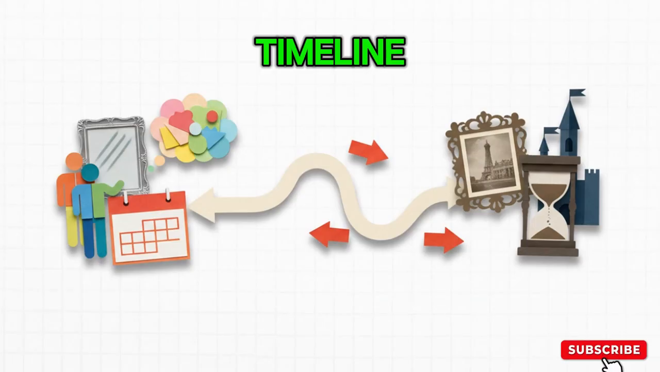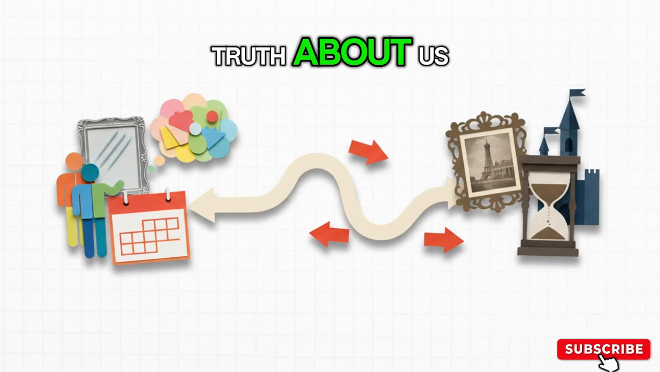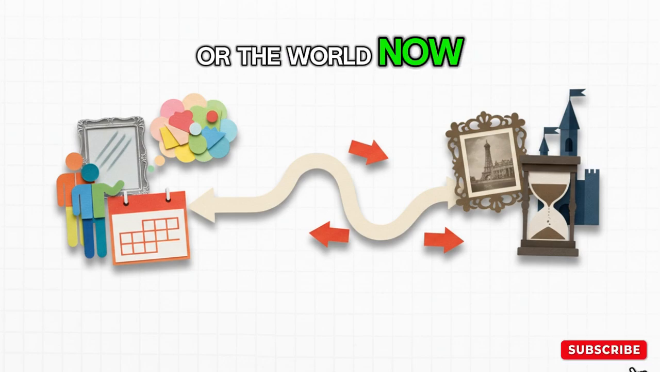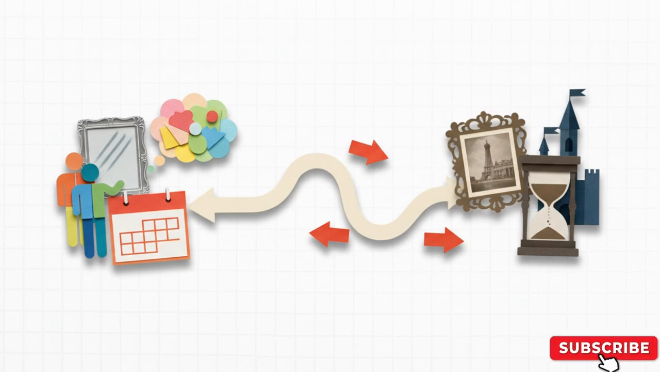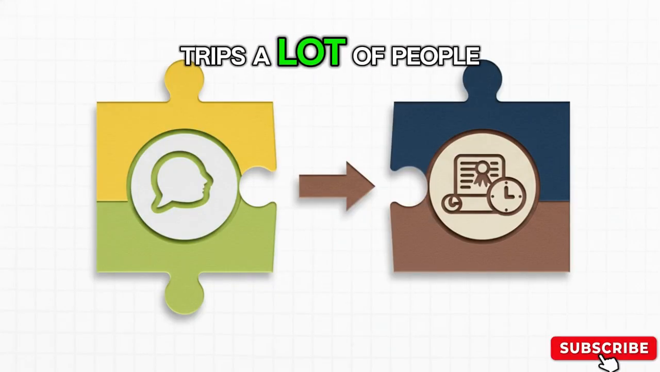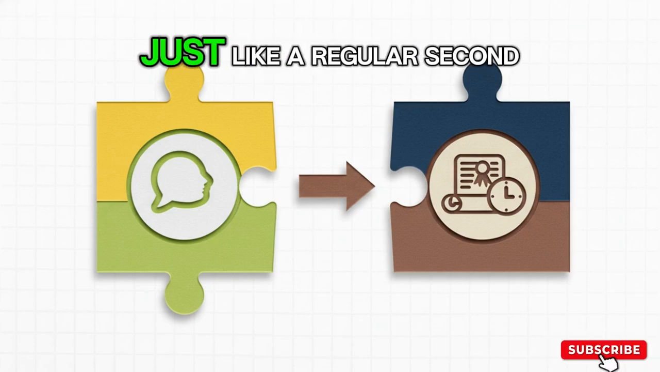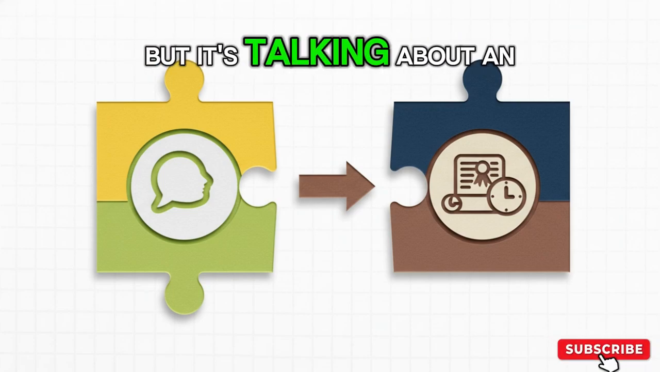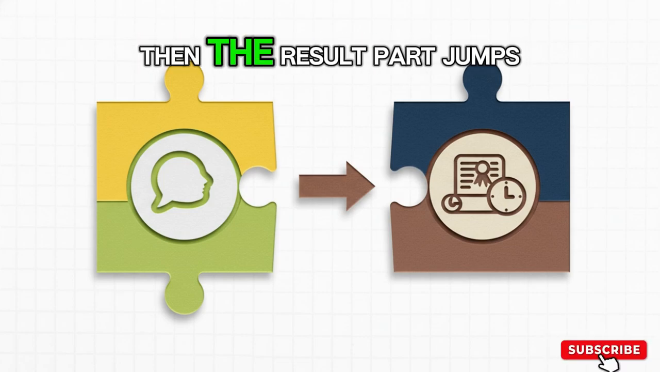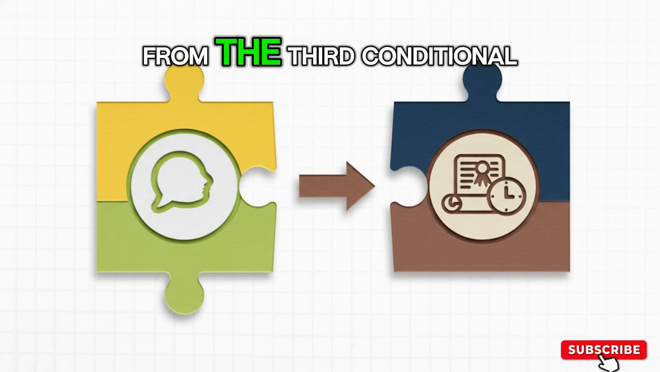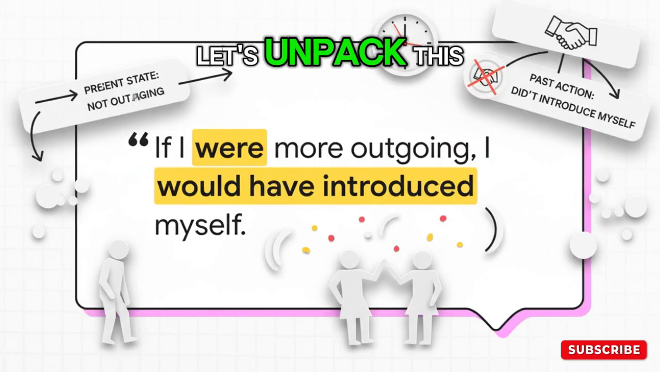Okay, you ready to flip the timeline? Let's do it. With this second pattern, we're talking about a general truth about us or the world now, and imagining how that would have changed something that already happened in the past. Now, here's the tricky part that trips a lot of people up. The if clause uses the past simple, just like a regular second conditional, but it's talking about an unreal present, then the result part jumps back in time using that perfect conditional from the third conditional to talk about the different past. Okay, let's unpack this.